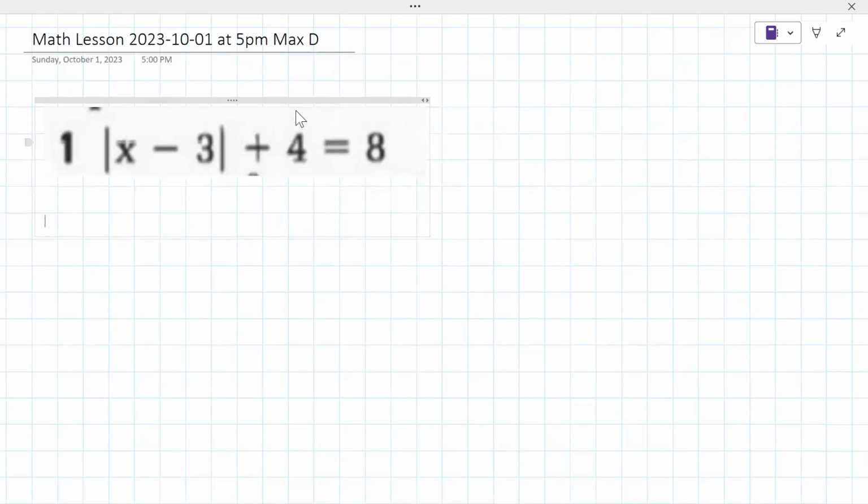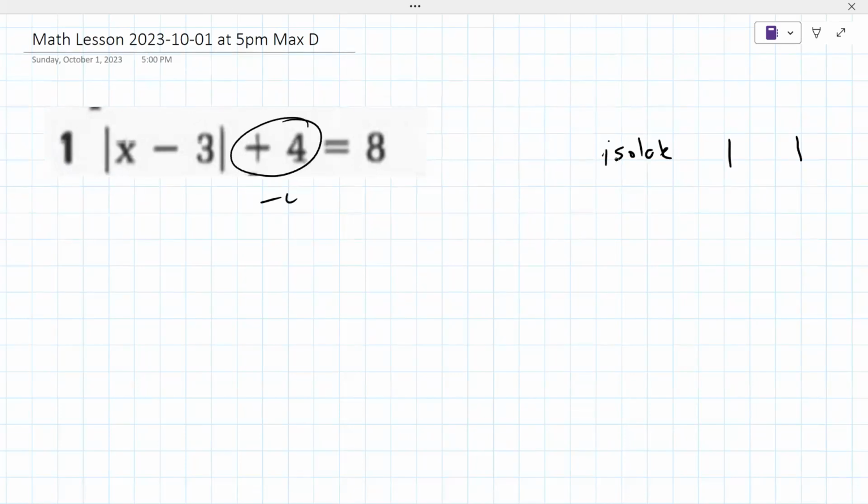Is this the kind of problem you said, hey, let's look at? Yeah. Okay. So with absolute value problems, you want to isolate the part that's the absolute value. So see how there's a plus 4 here. We want to get rid of that. Subtract 4 from both sides. X minus 3 equals 4.